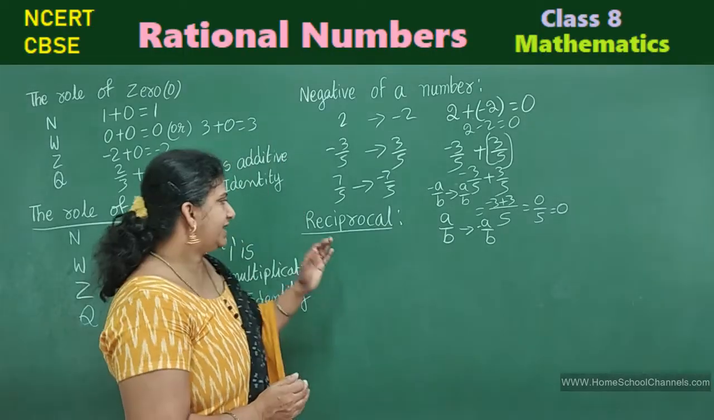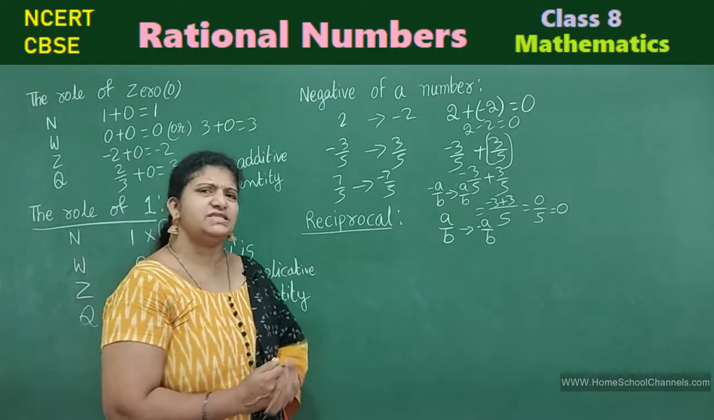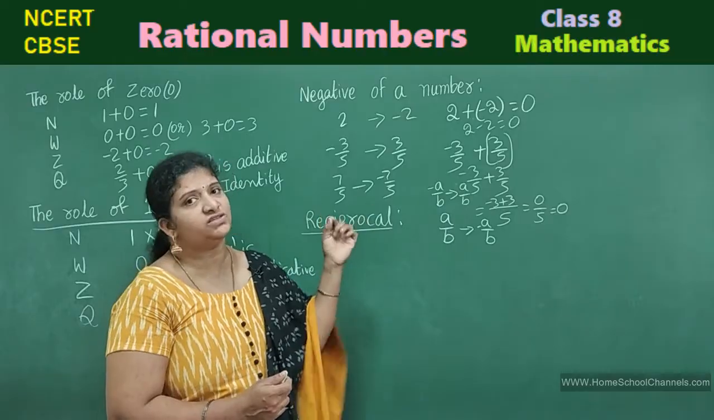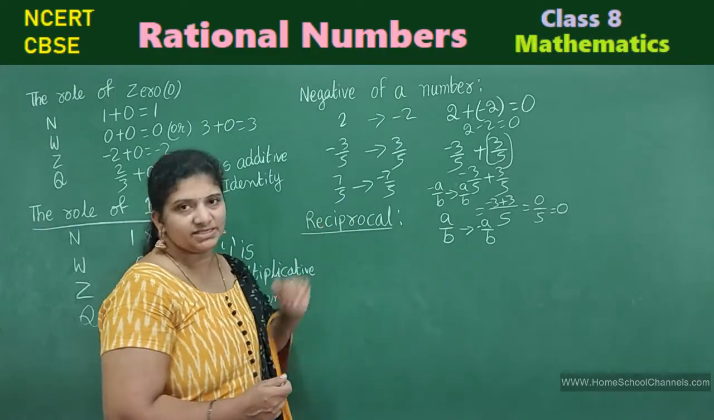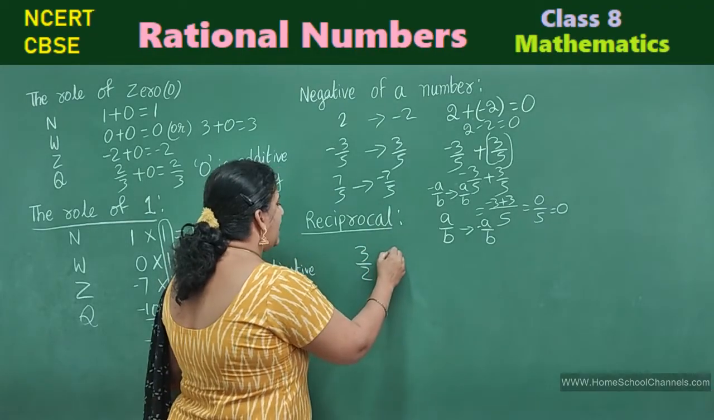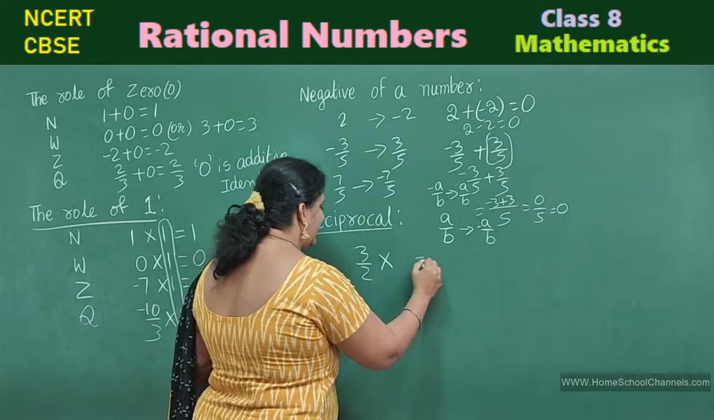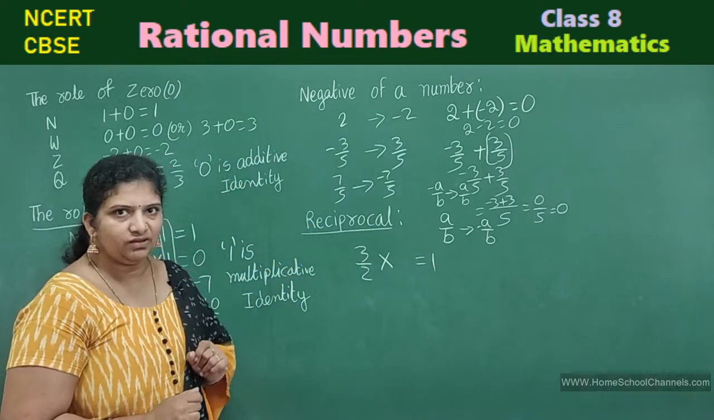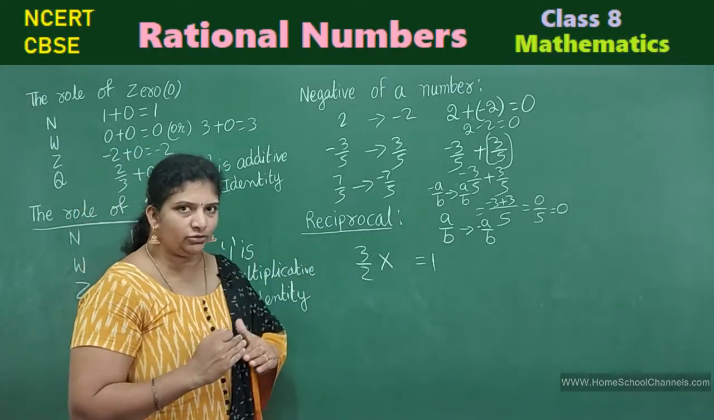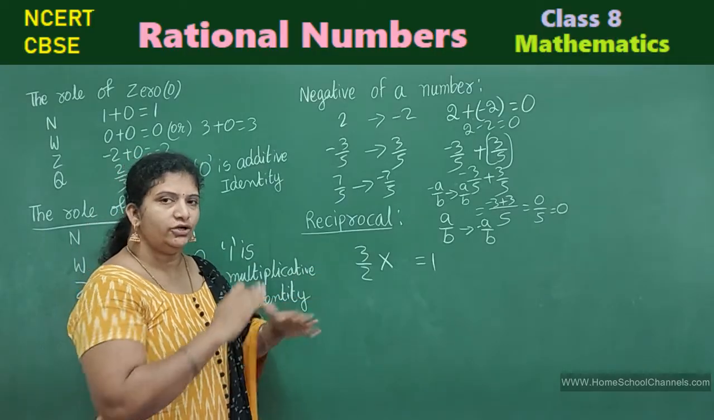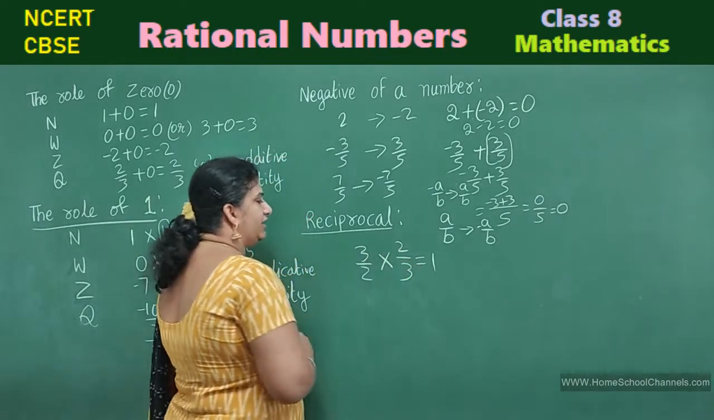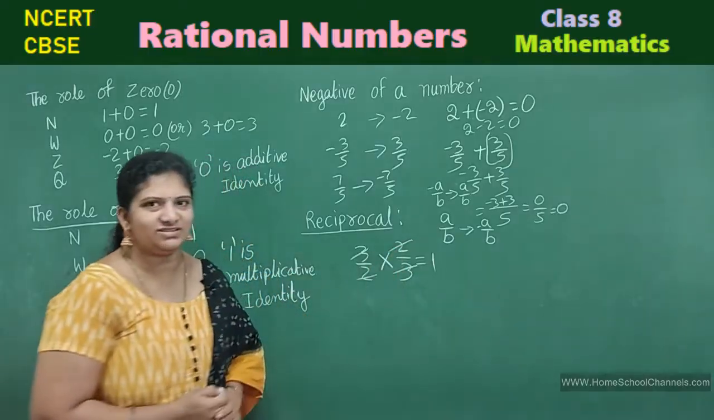Is this clear? Next, reciprocal. What is reciprocal here? We have seen that negative of a number means if you add the additive inverse of a number, you get 0. Here in reciprocal, suppose 3 by 2 is a number and you multiply by its reciprocal, you should get the product 1. With what number do you multiply to get 1? Do the reciprocal of 3 by 2. Send the denominator to the numerator and the numerator to the denominator. Now what happens? Cancel, 1 is your answer.